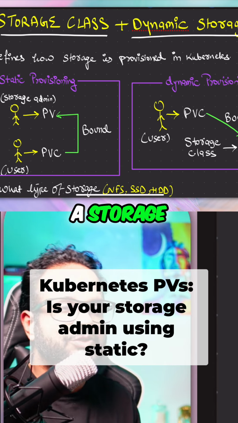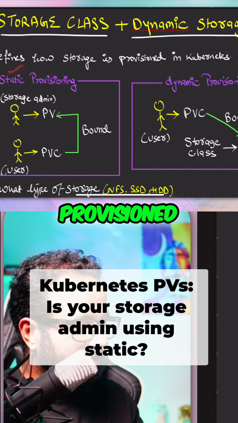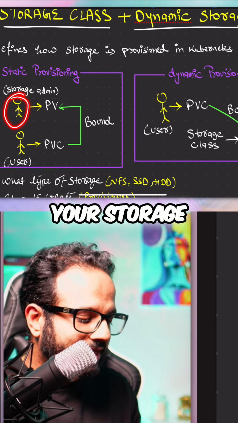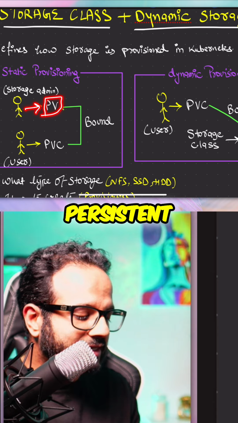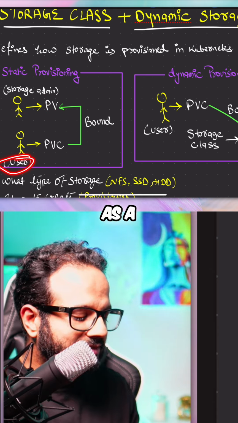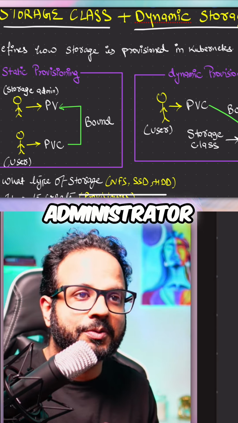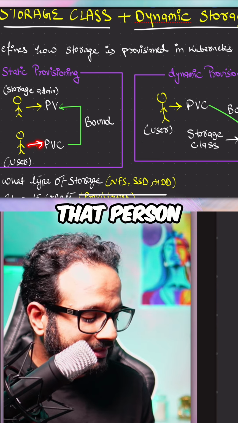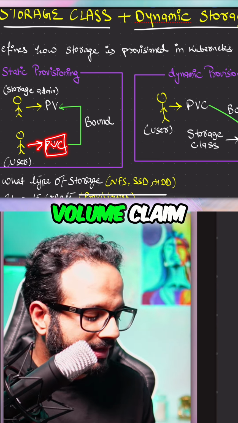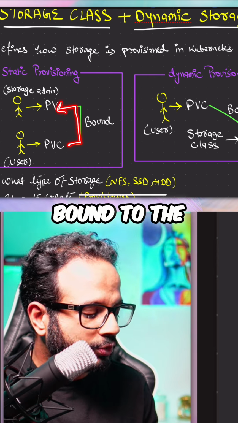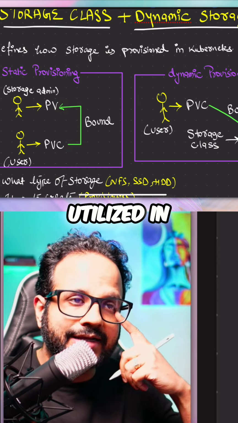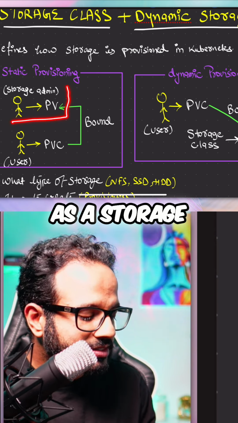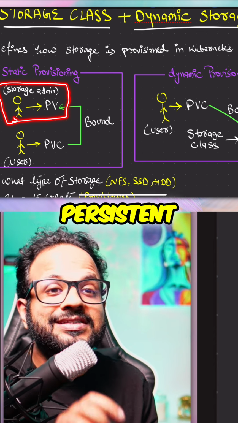So when you create a storage, it has to be either statically provisioned or dynamically provisioned. So what exactly is static provisioning? For example, your storage admin creates a persistent volume, and a user, an application developer, Kubernetes administrator, operator, DevOps engineer, you can name any persona who's a user of the application, can create a persistent volume claim. Then the persistent volume claim will be bound to the persistent volume, and later it can be utilized in the pod or your workload, right? So that's static provisioning, in which you as a storage admin are pre-provisioning your persistent volume.